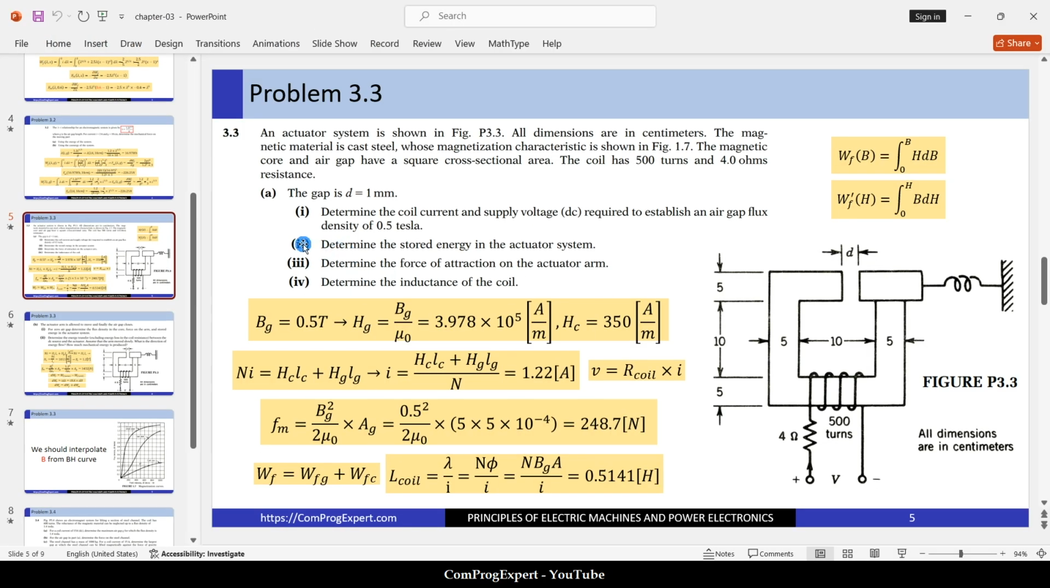So determine the stored energy in the actuator system. How can we calculate the stored energy?